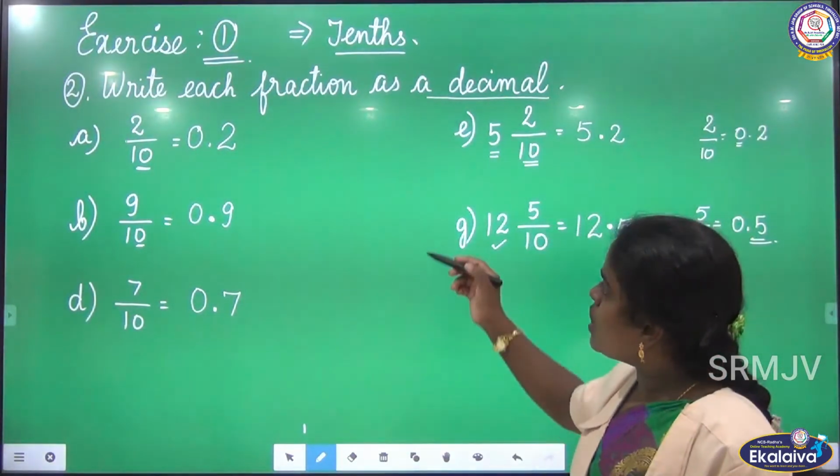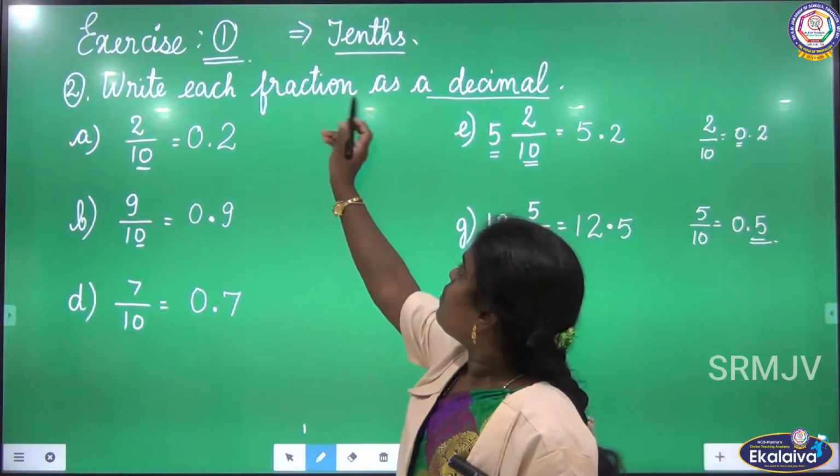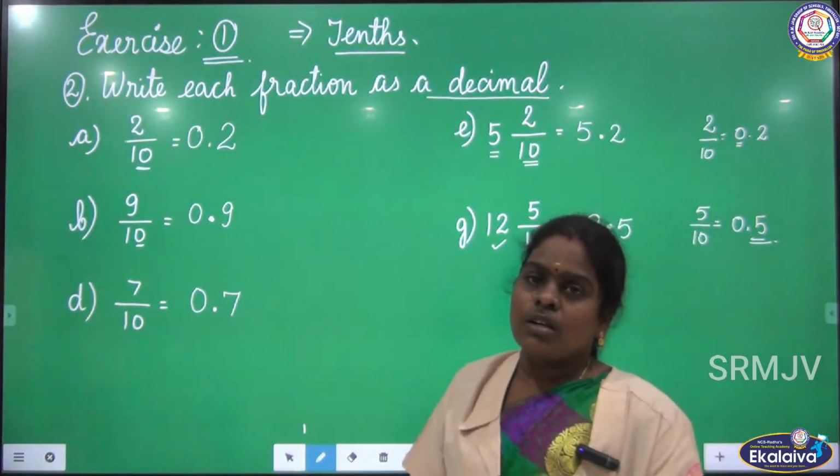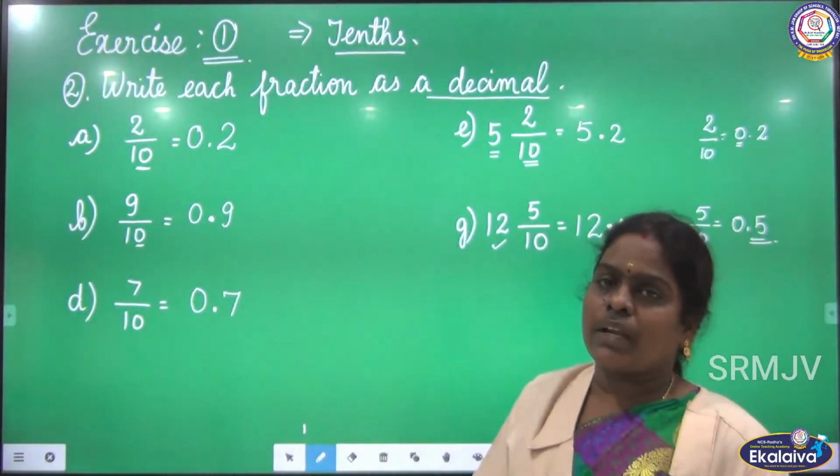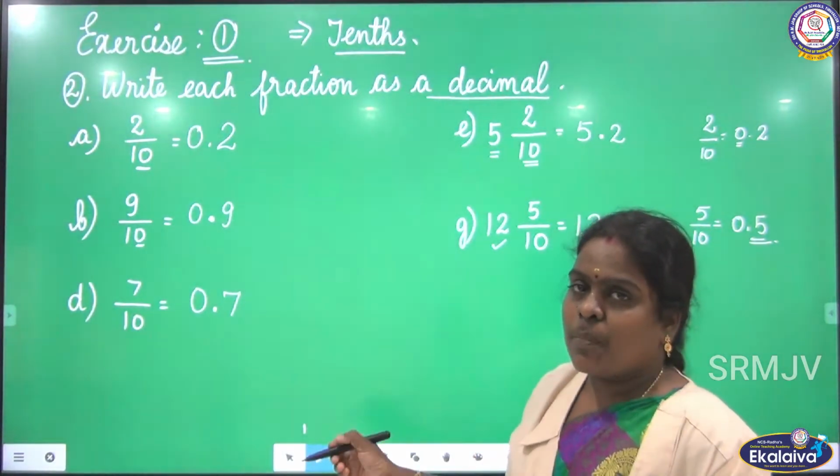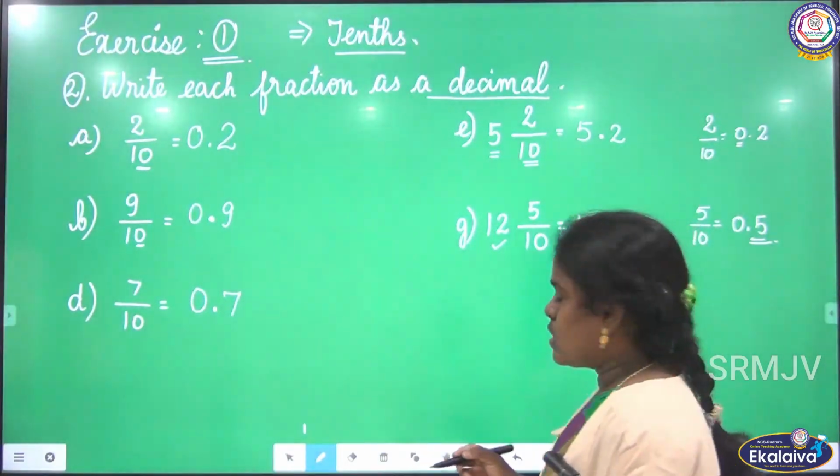Is this clear, children, how to write the given fraction into a decimal? You just write the given numerator of the fraction and place a dot before one digit.